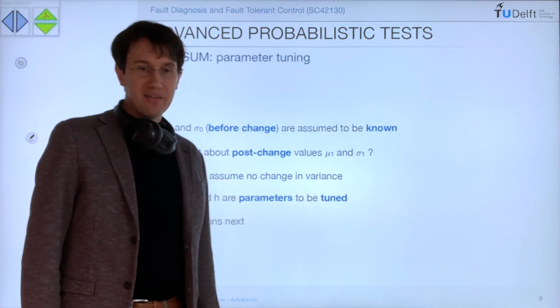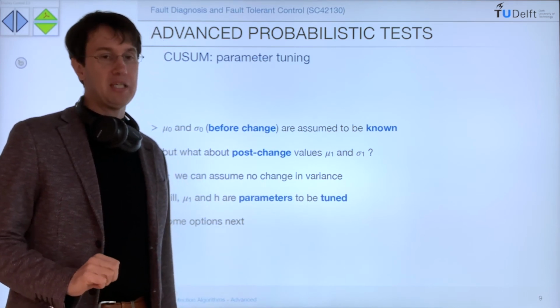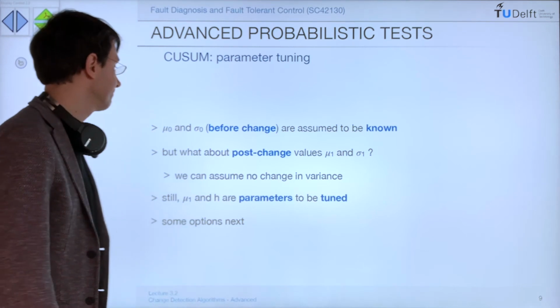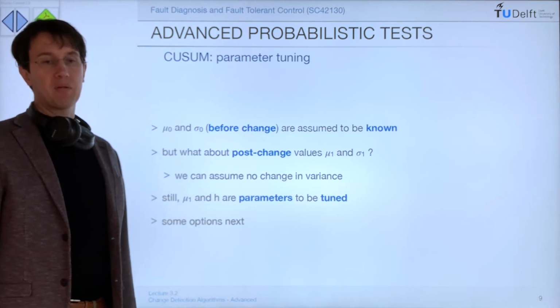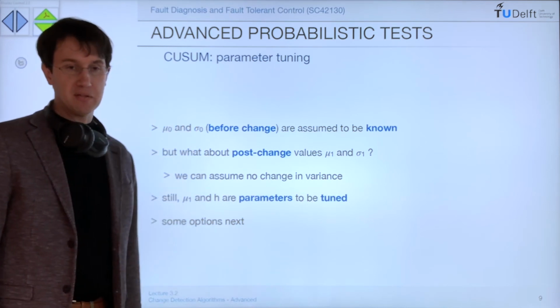All right, okay. There is a very big, possibly hidden problem in this approach. Well, one issue is that we assume that we know mu0 and sigma 0.